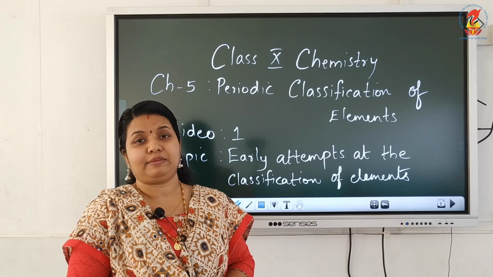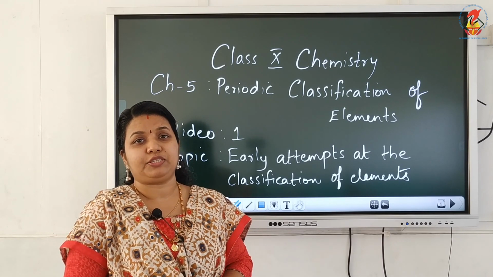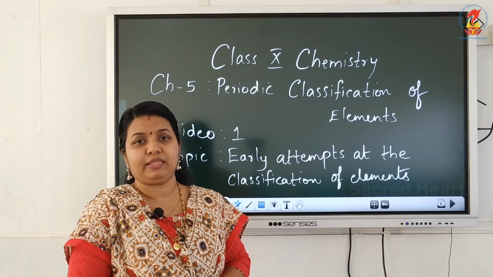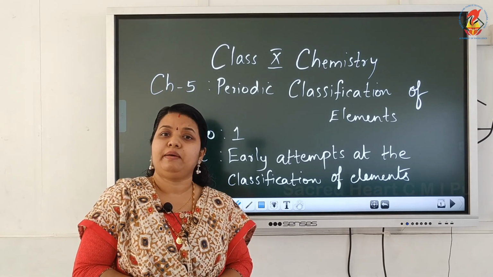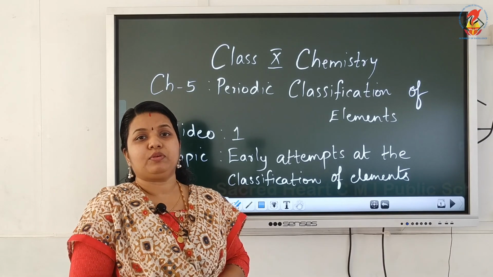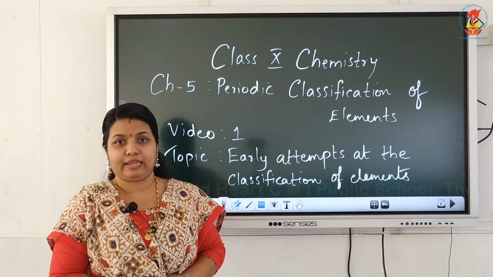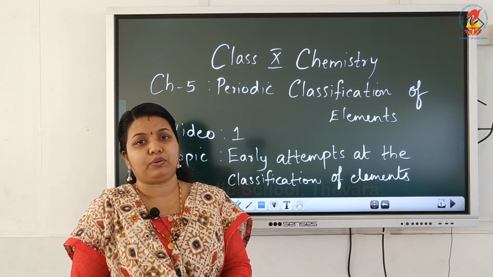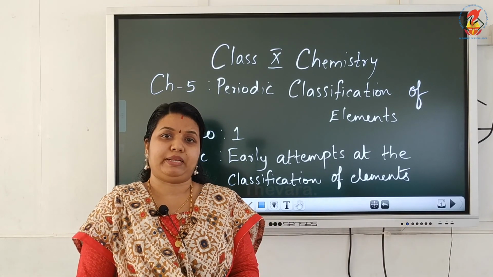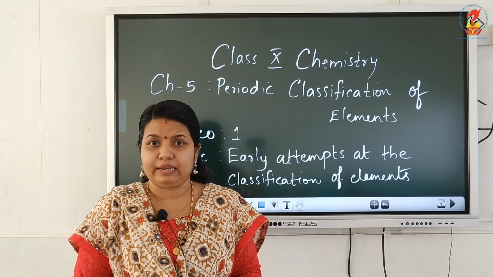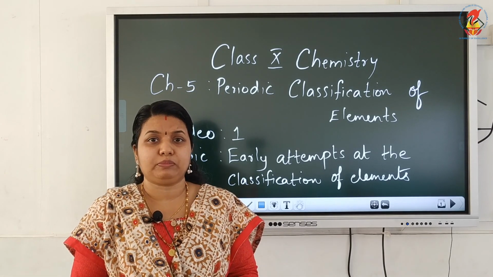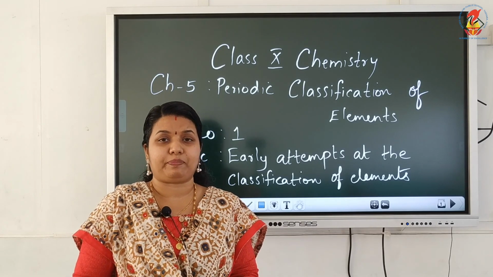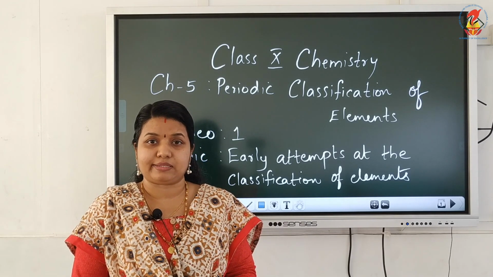Actually, the earliest attempt made in the classification of elements was grouping them into two broad groups known as metals and non-metals. But there were a few elements which showed properties of both metals and non-metals. What do you call those elements? They are known as metalloids.